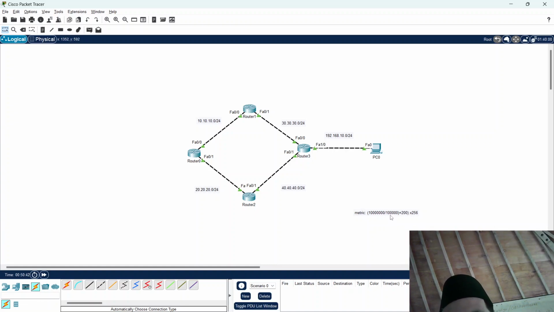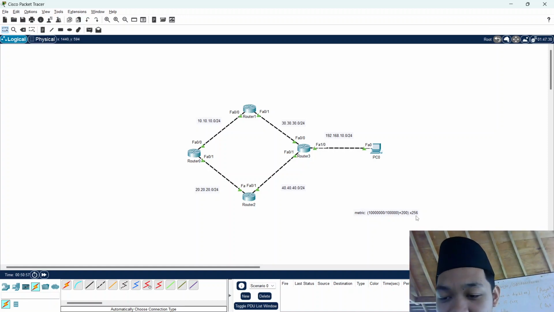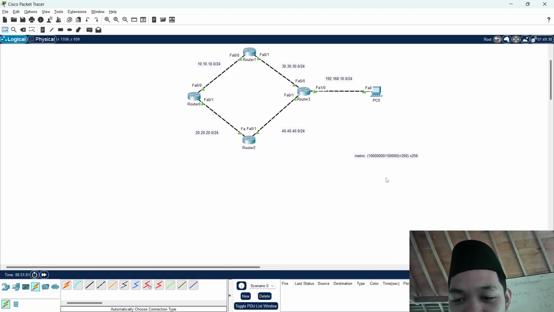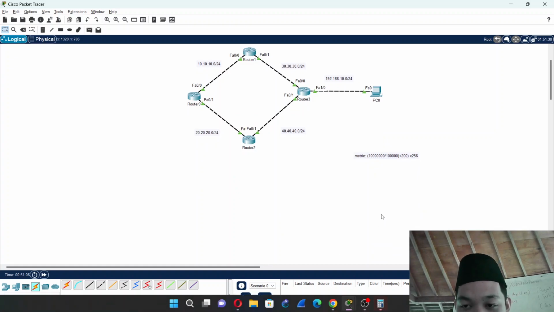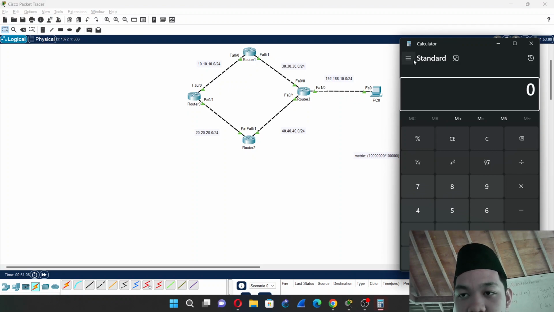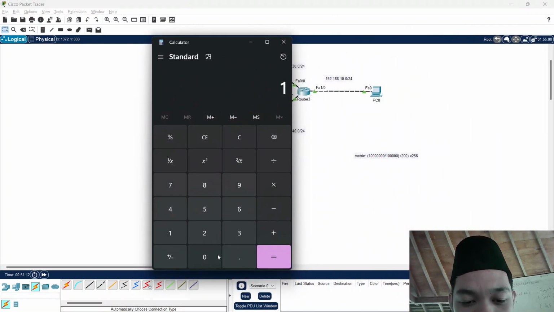10,000, and then plus 200, and then times 25, and then define 256. Okay, first you open the calculator, I think, and then you search 1 million.